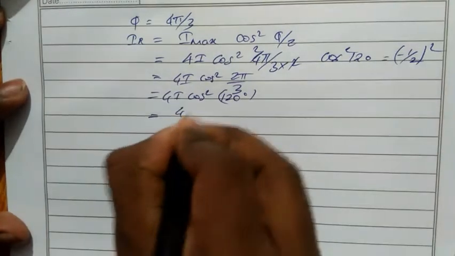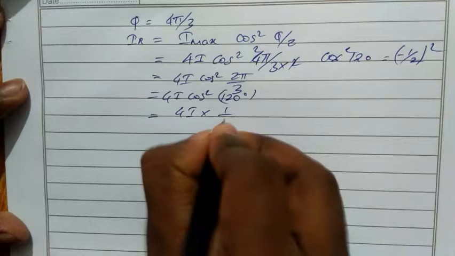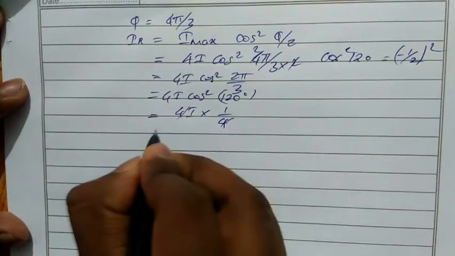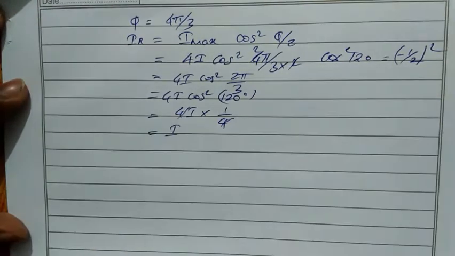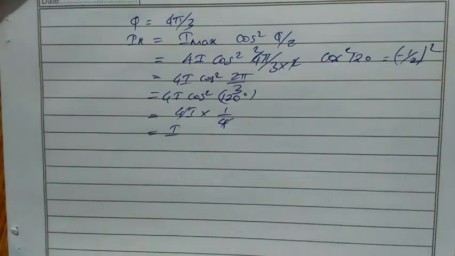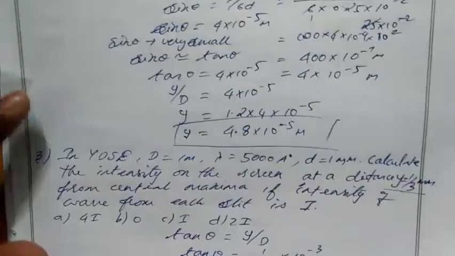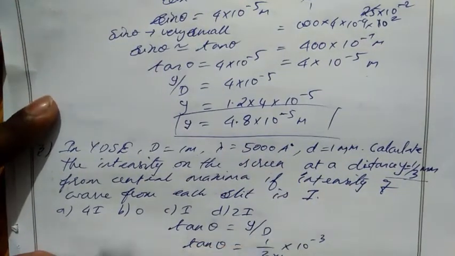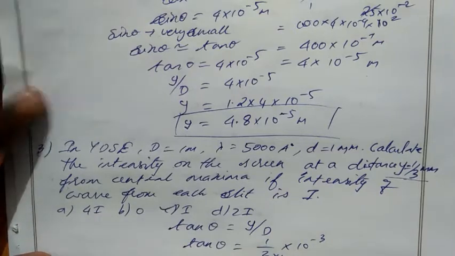Okay, so 4i into 1 by 4. The 4s get cancelled, then we have i. So the answer is the third option, i, is correct.